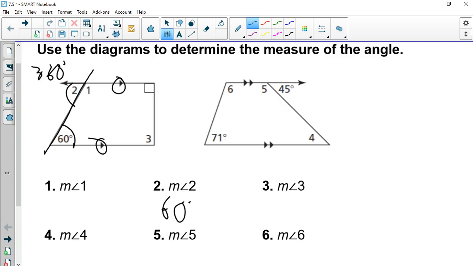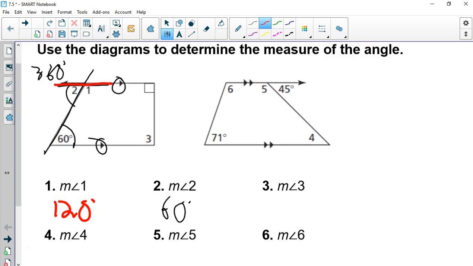Now, angle 2 and angle 1 form a straight line, which means they're a linear pair, they're supplementary, which means they add up to 180 degrees. So if we take 180 degrees minus 60, we get 120 degrees for angle 1.